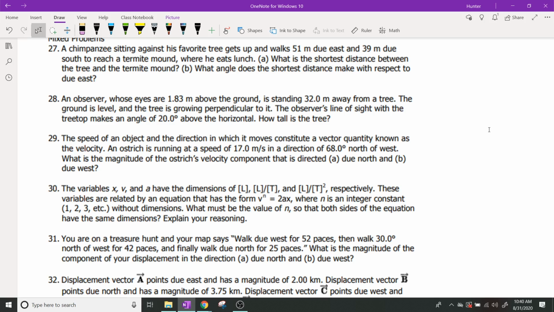31. You're on a treasure hunt, and your map says walk due west for 52 paces, then walk 30 degrees north of west for 42 paces, and finally walk due north for 25 paces. What is the magnitude of the component of your displacement in the direction due north and due west? Okay, that's fair.